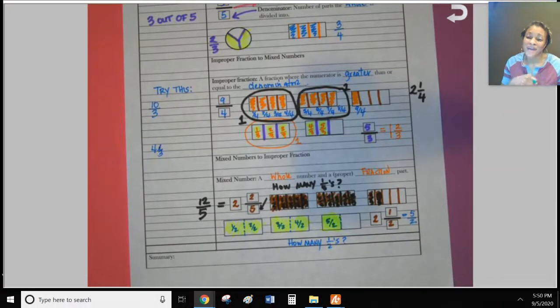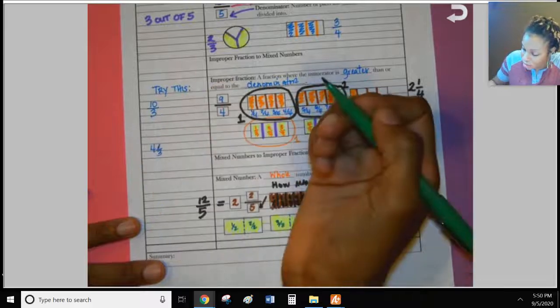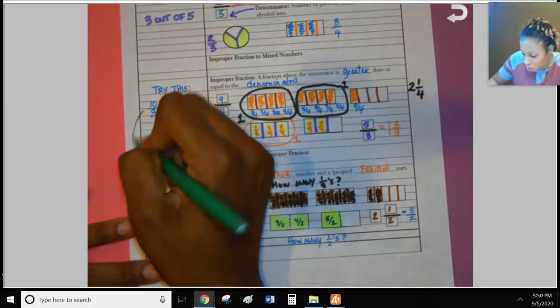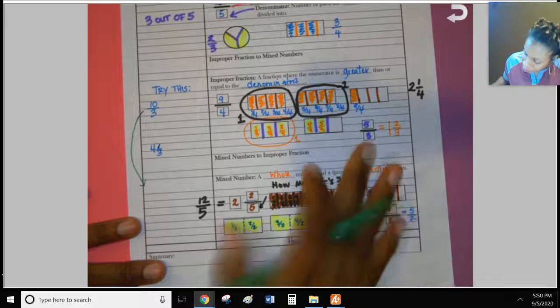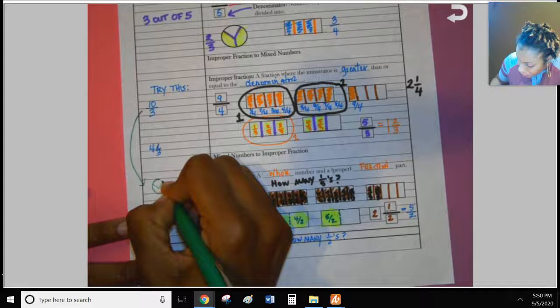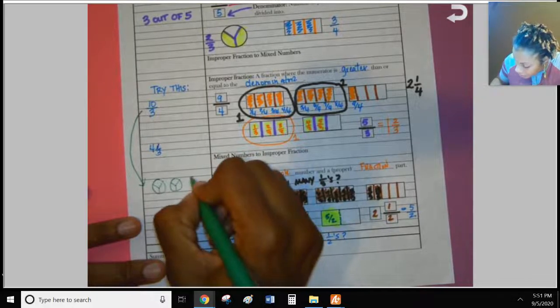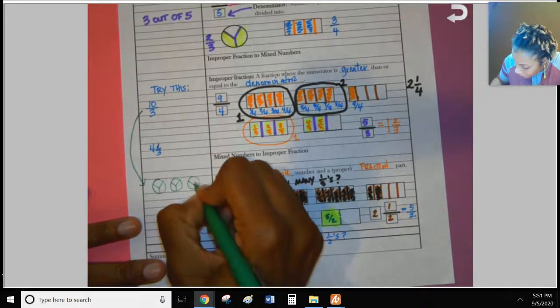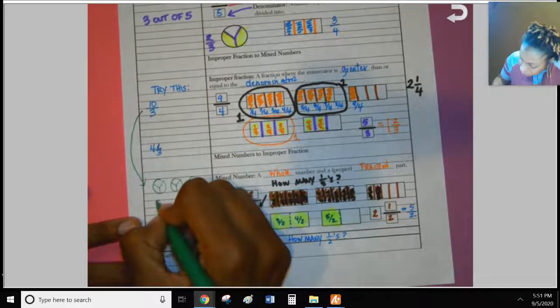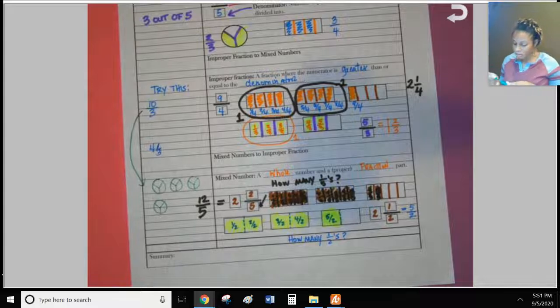Welcome back. I hope that you did your practice, and let's see if you were right. So how would 10 thirds look? I'm going to bring my model down here. I'm going to draw circles for thirds because I just think circles work better for me. I know that's 3 thirds, 6 thirds, 9 thirds. This will give me my 10 thirds.